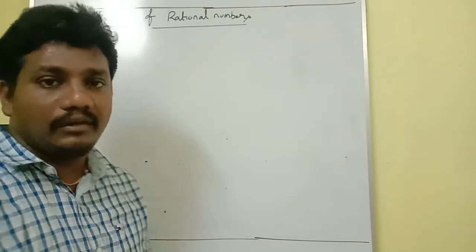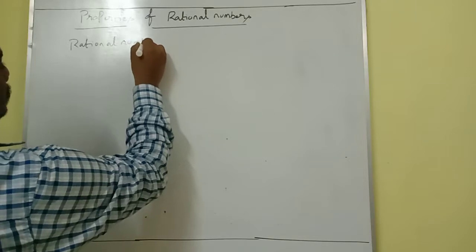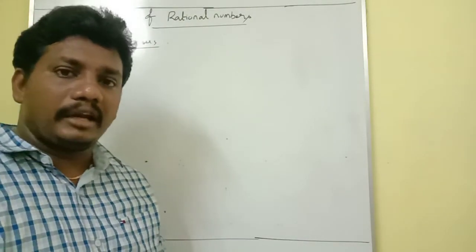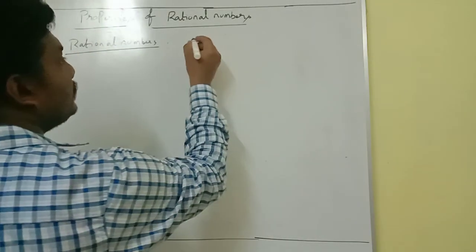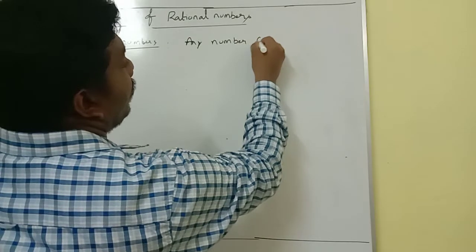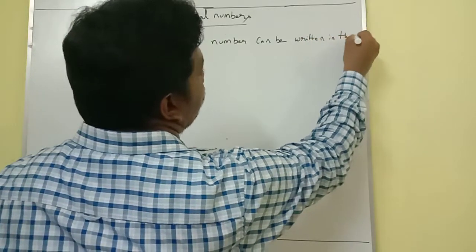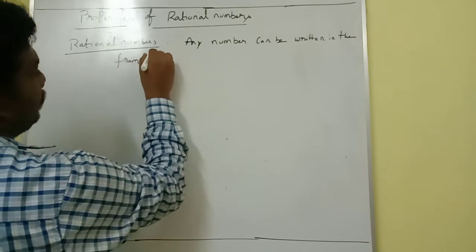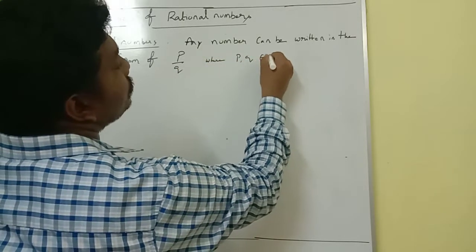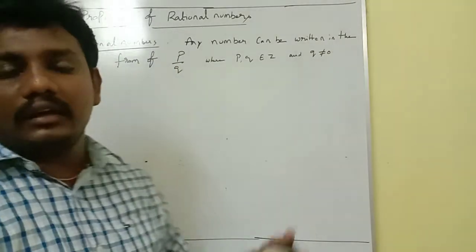We already know very well what a rational number is. What is a rational number? Any number that can be represented in the form of p by q is known as a rational number. That means any number that can be written in the form p by q, where p, q belong to integers and q is not equal to 0. So this is called a rational number.